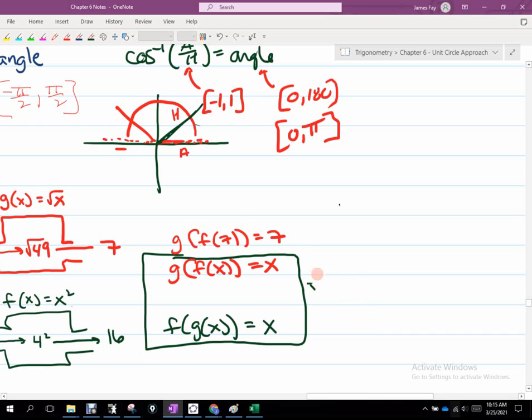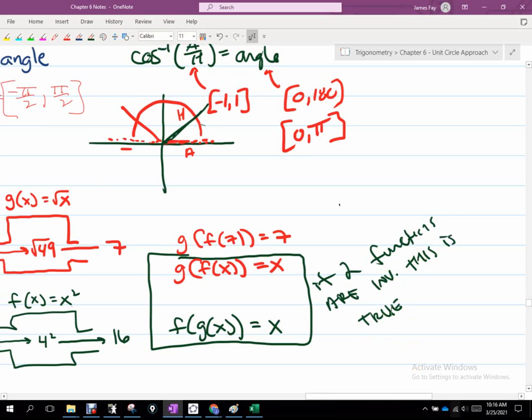Okay? If two functions are inverses, this is true. Okay? Does that make sense to everybody?